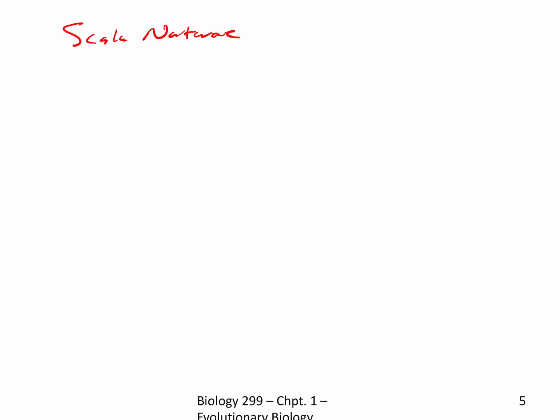So this idea of the scala naturae, this idea of the literal belief in biblical creationism, sort of preempted any evolutionary ideas, because evolutionary ideas suggest that species change. Well, if God created species, why would those species need to change? Because they'd be perfect from the get-go.